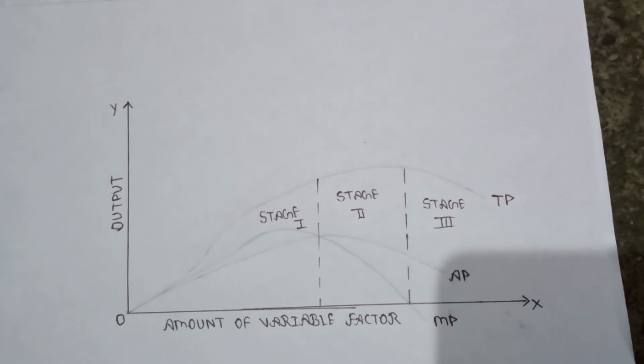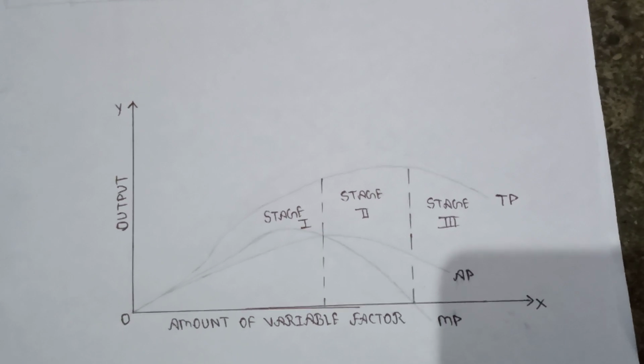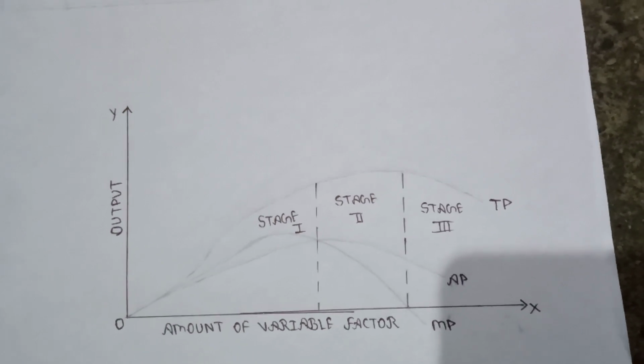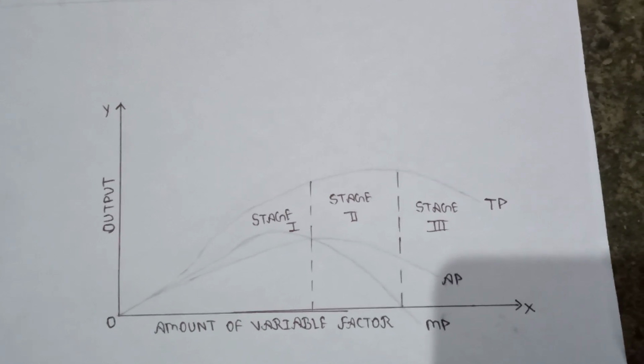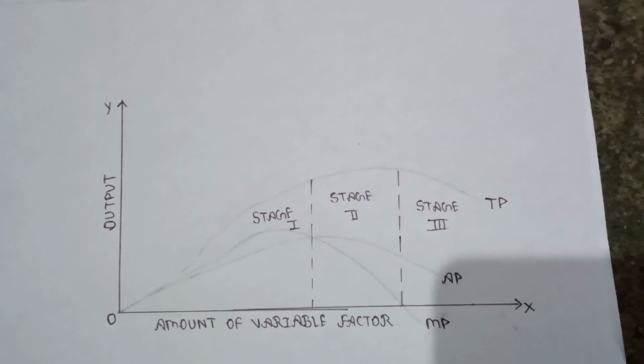And you can see that when the marginal product is 0, the total product is at its peak value. It means that when the marginal product is 0, the total product is highest.